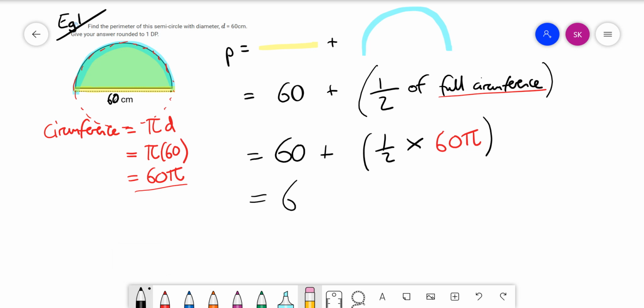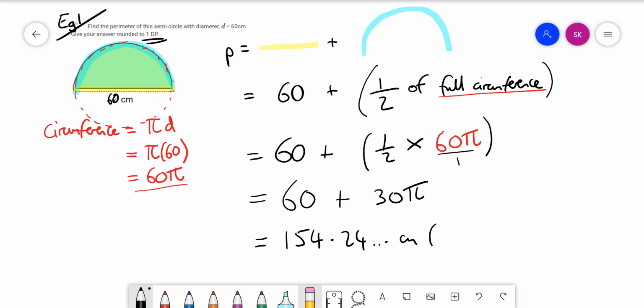And so we do 60 plus half of 60 pi, which hopefully you can see is 30 pi. But we're being asked to give our answer to 1 decimal place, not in terms of pi. So we have to do 60 plus 30 pi in our calculator. When we type all that in, we get 154.24, and then some more digits, centimeters, which rounded is 154.2 centimeters to 1 decimal place. And that's our answer.